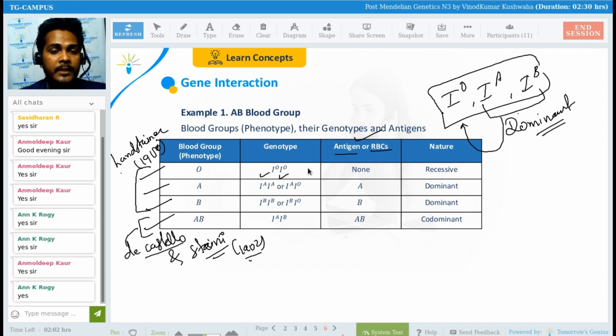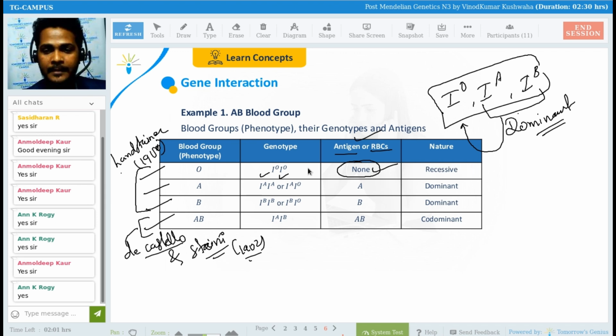So allele IO does not produce any surface antigen, meaning IO has no surface antigen. So that's why it is written as none. Can you see here? It is written as none because there is no surface antigen. The plasma membrane contains no antigen in IO, and that's why it is written as none.